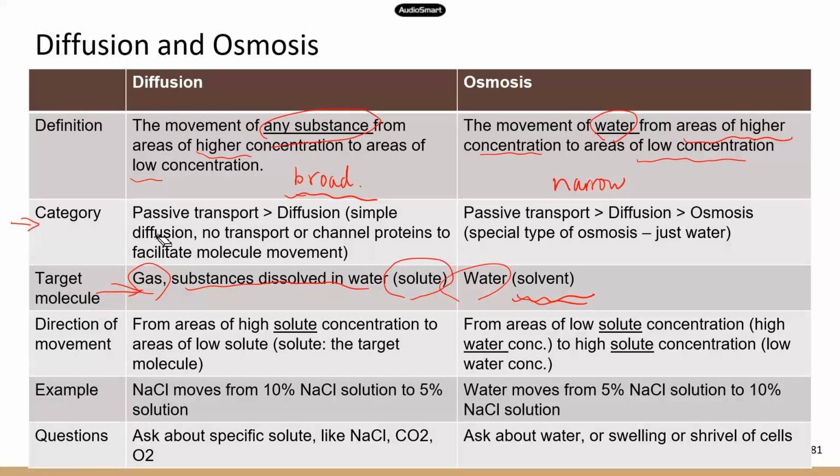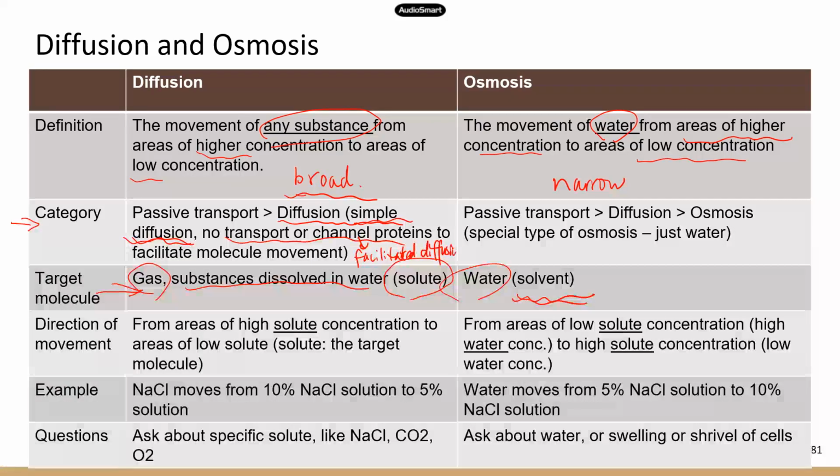When we talk about diffusion in TEAS, we're really talking about simple diffusion. I have not seen any focus on facilitated diffusion in TEAS. So for that reason, we're just going to focus on simple diffusion. In simple diffusion, substances can just move on their own across the cell membrane. They do not need any help. So there are no transport or channel proteins to facilitate the movement. If transport or channel proteins are involved, that's known as facilitated diffusion.